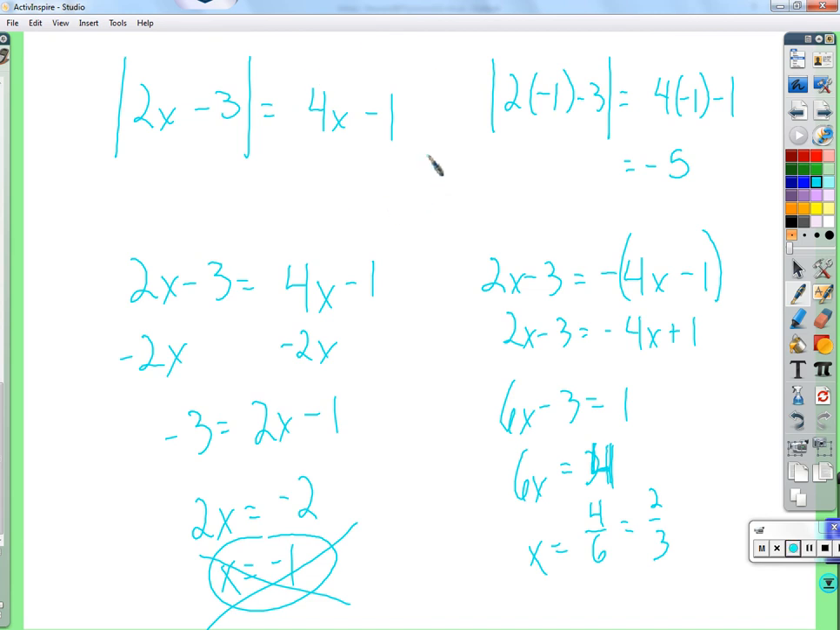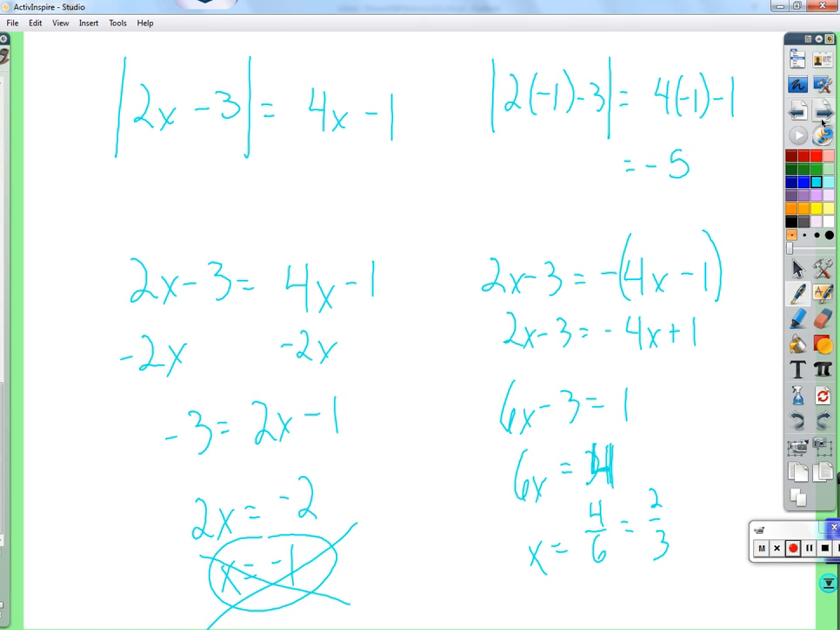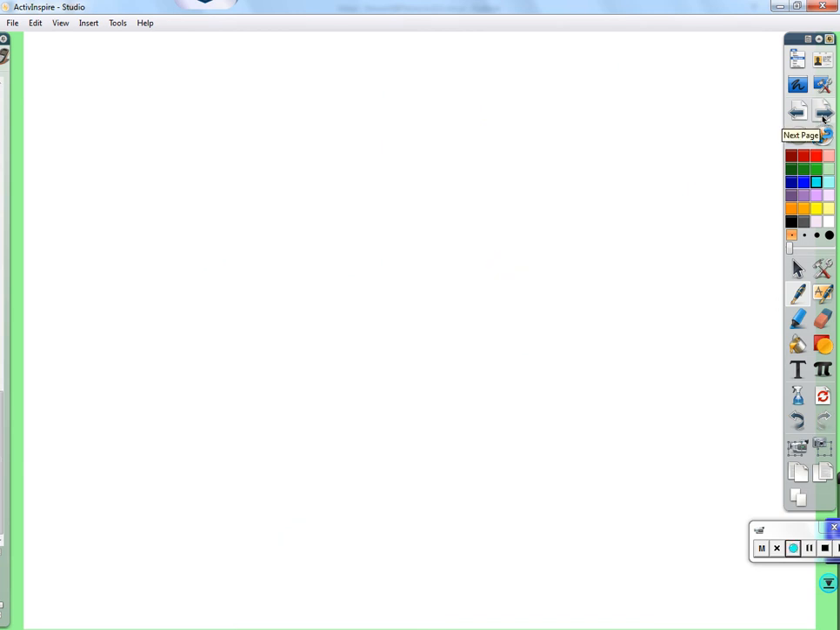Are there any times that I don't need to do that? Yeah, you don't need to when it's just equal to some number. But if the absolute value of something is equal to something with x in it, then you gotta check it. Check out those solutions. I'm gonna just show you one more thing, and then that'll be that.